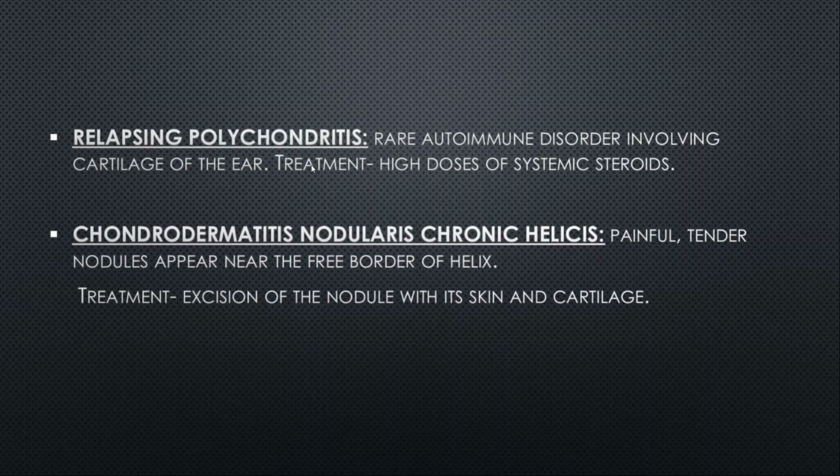Relapsing polychondritis. It is a rare autoimmune disorder involving cartilage of the ear. Treatment is by giving high dose of the systemic steroids. Chondrodermatitis nodularis chronica helicis. It is painful, tender nodules appear near the free border of the helix. Treatment is by excision of the nodule with its skin and cartilage.